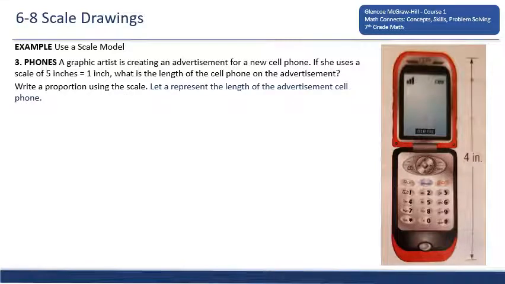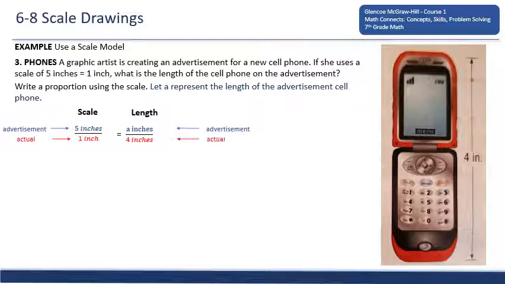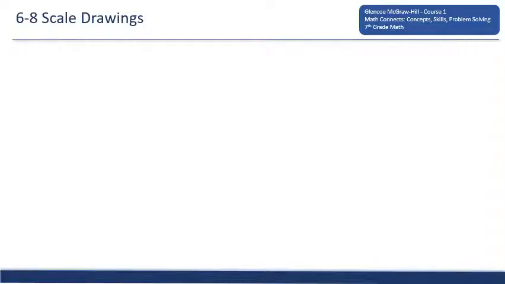We're going to write a proportion using the scale. Let A represent the length of the advertisement cell phone. So the scale is 5 inches on the drawing equals 1 inch. So A inches, how many inches is it going to take to represent 4 inches? Advertisement is the numerator and the actual is the denominator. Cross products, 4 times 5 and 1 times 1 equals 1 times A. We'll multiply that out. 20 equals.